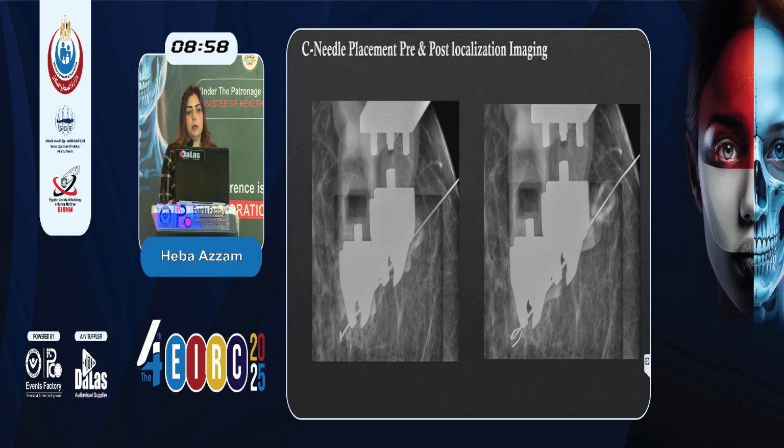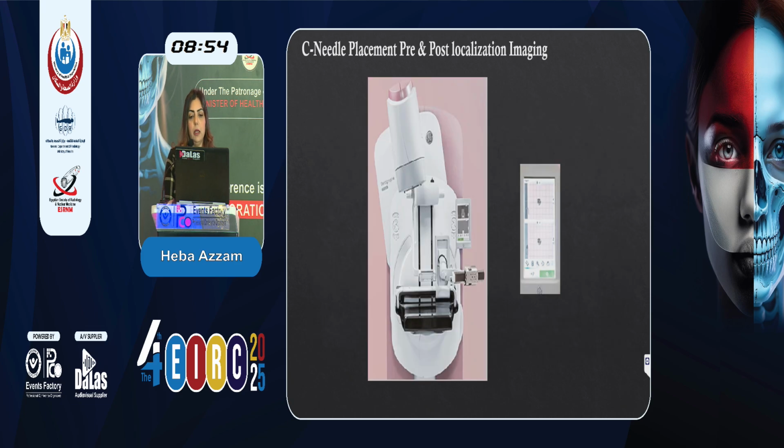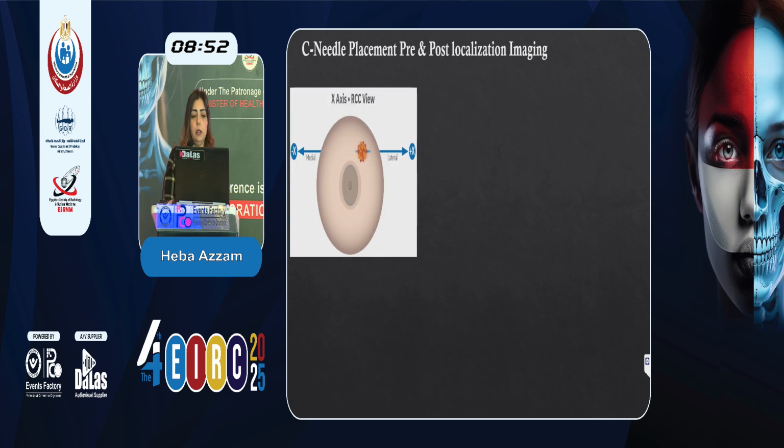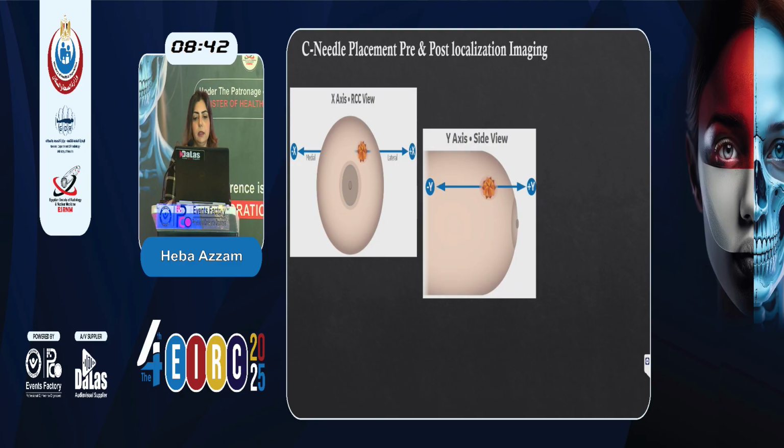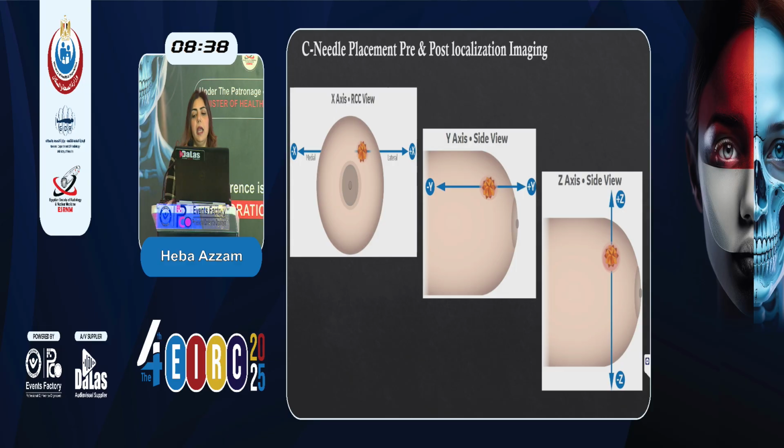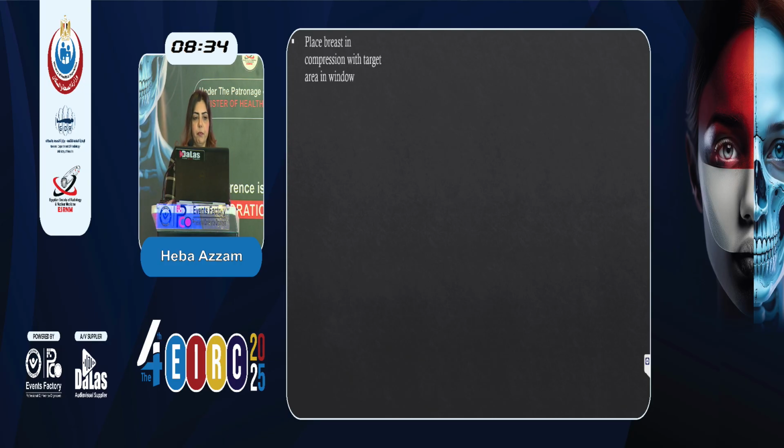If we need just minimal adjustment, we can do it using the touch pad attached to the mammography machine. But to do this, you need to know the axis you're gonna move. If you're gonna move in the lateral or medial direction, this is the x-axis. If it's anteroposteriorly, this is the y-axis. And if it's in the depth, this is the z-axis.